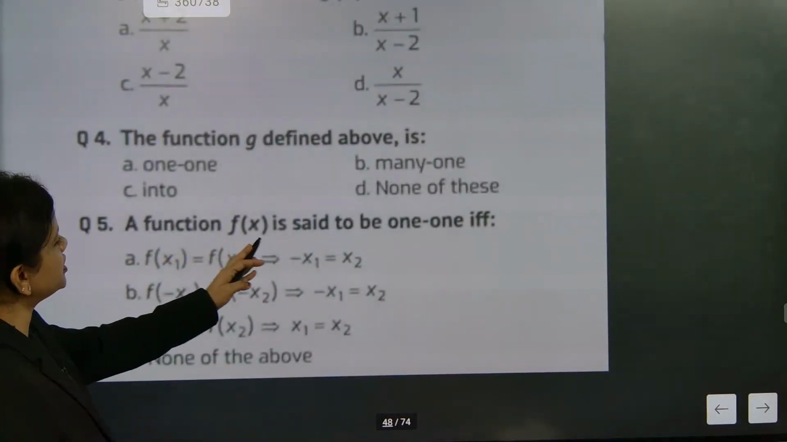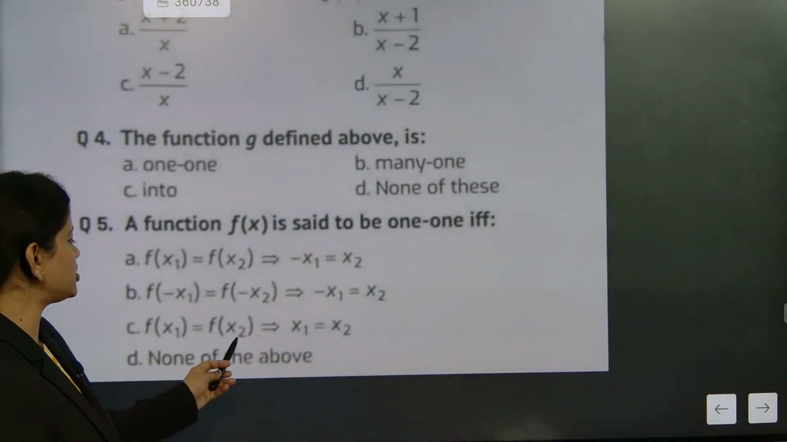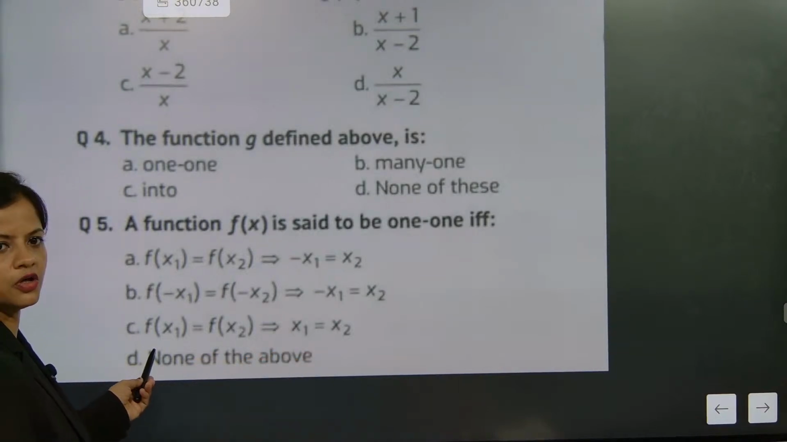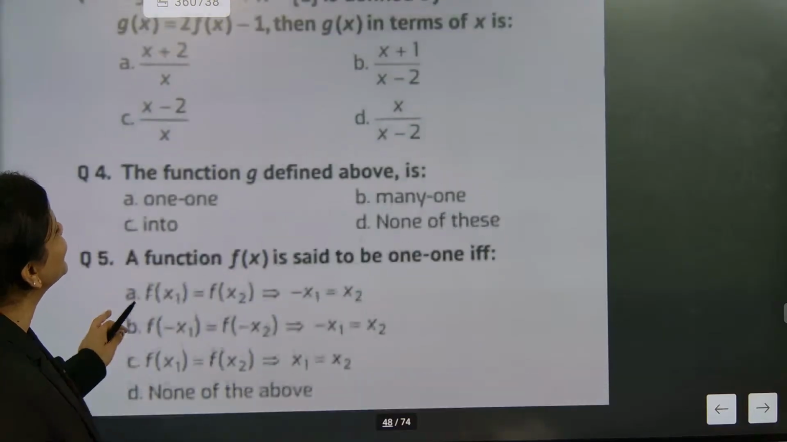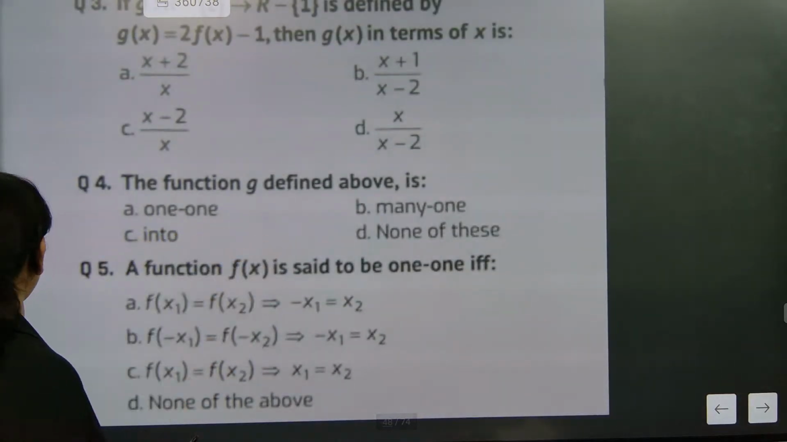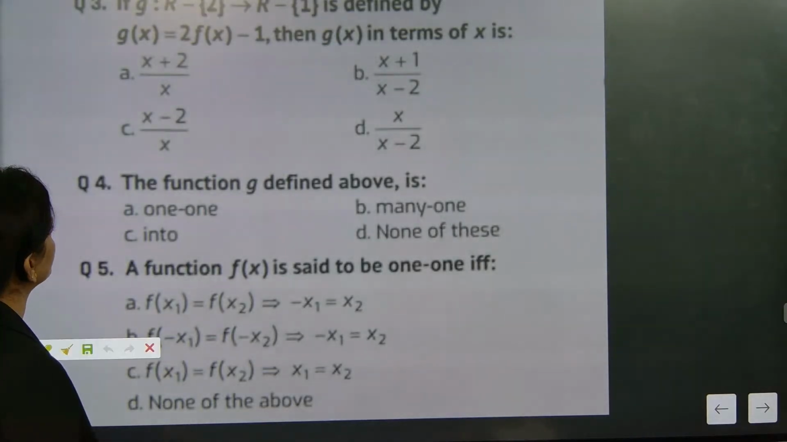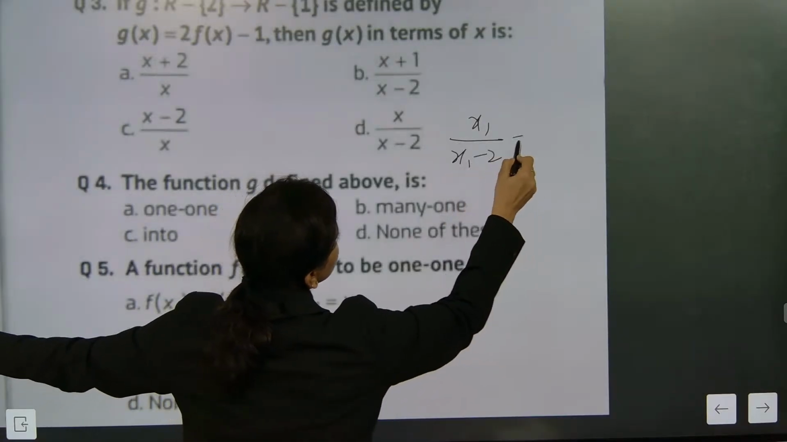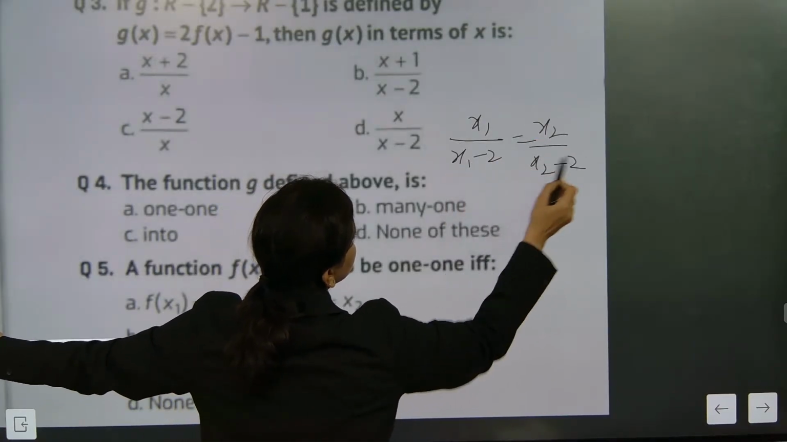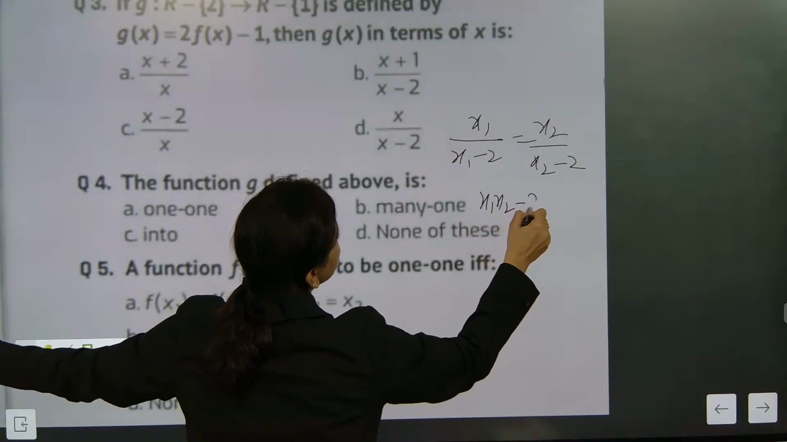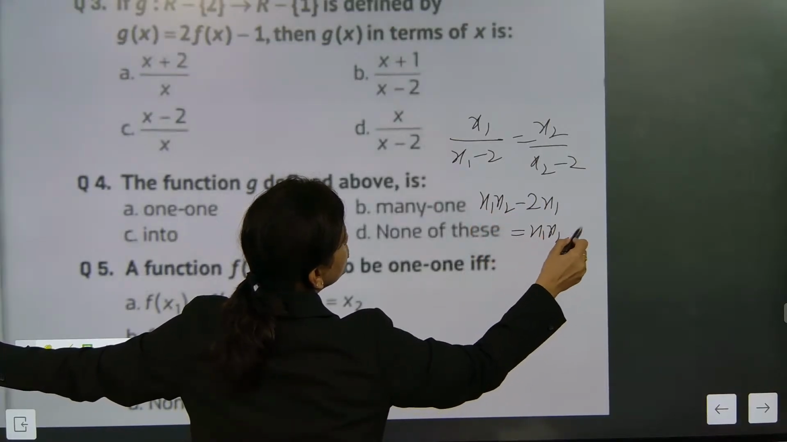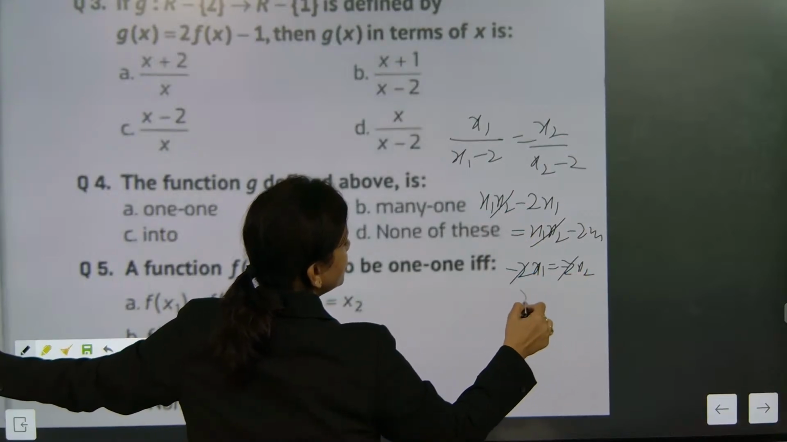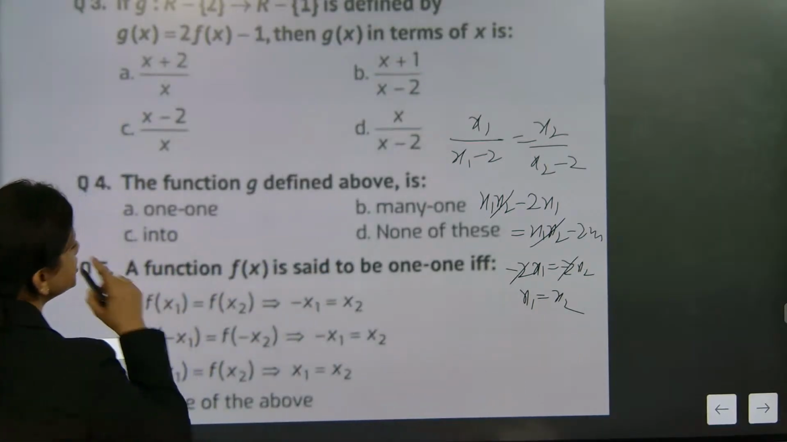So if f of x is said to be 1-1, what is the condition? f of x1 is equal to f of x2 implies x1 is equal to x2. This is fourth option or third option? Oh, fourth question. Function g defined above is what type of function? First check, it is x1 by (x1 minus 2), x2 by (x2 minus 2). It will become x1x2 minus 2x1 is equal to x1x2 minus 2x2. This and this cancel. Minus 2x1 is equal to minus 2x2. Cancel. So x1 is equal to x2. So 100% it is going to be 1-1.